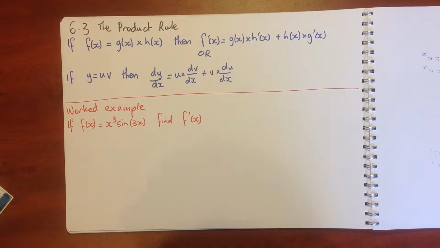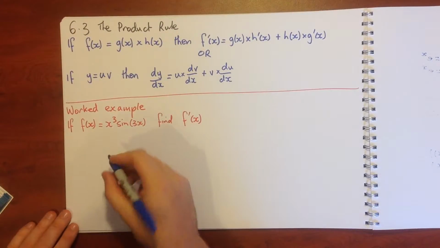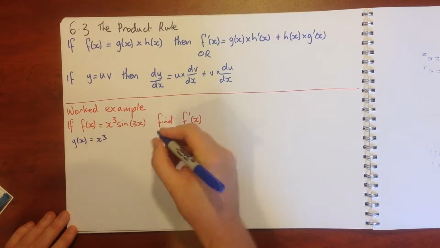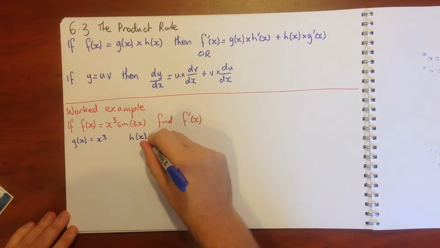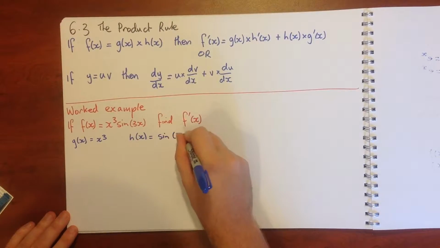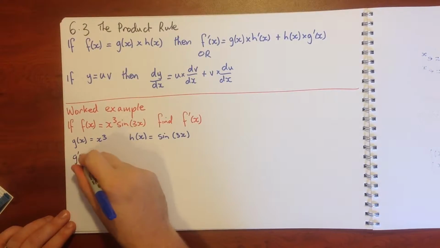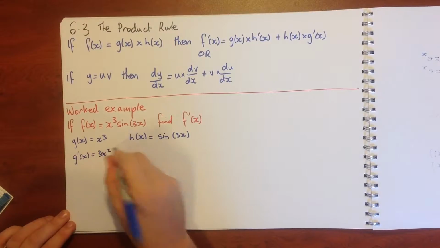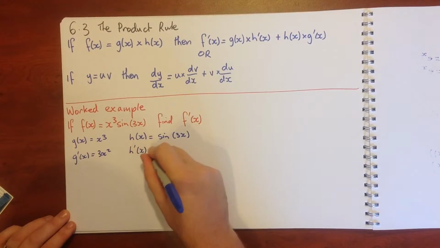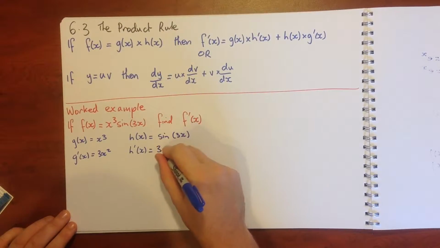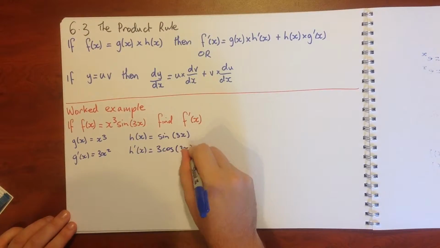So we're saying that if f(x) = x cubed times sine of 3x, find f'(x). What I like to do is let g(x) equal x cubed and h(x) equal sine of 3x. Then let's find g'(x). That's 3x squared. For h'(x), we know our constant is going to come out the front, so it's going to be 3 cos of 3x.